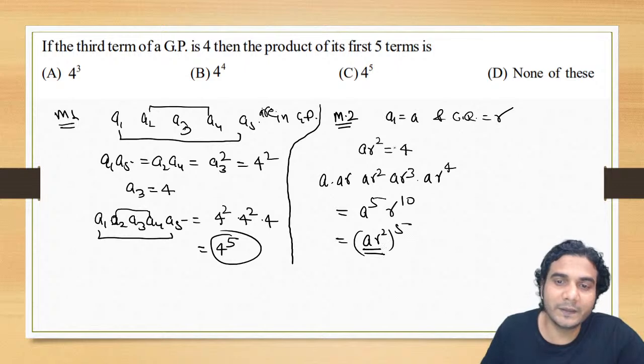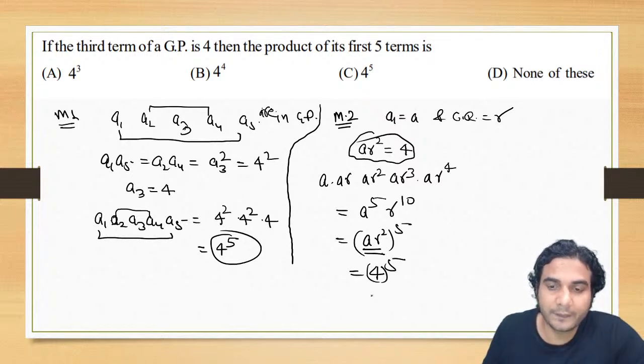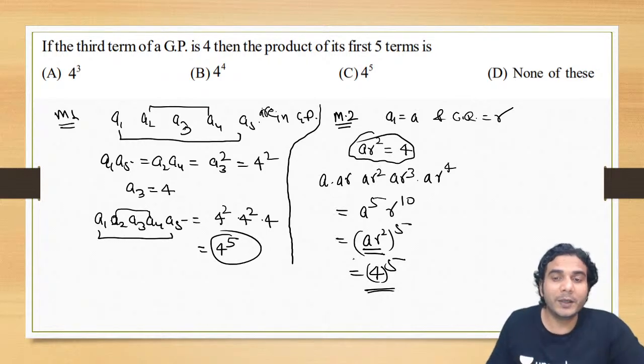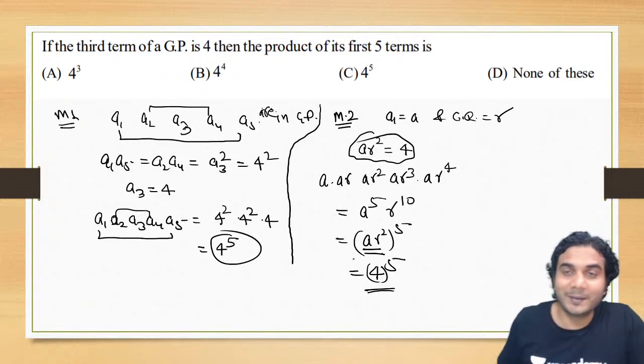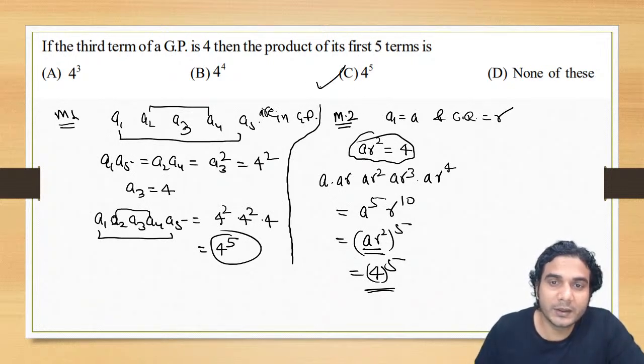And AR square is given, so this given information will be useful. Directly use it. You don't need A and R separately. So it is 4 raised to 5. We can't find the first term and common ratio individually, but we can find this product at least. So that is 4 raised to 5. So without using the property also you can complete it. I hope it is clear.